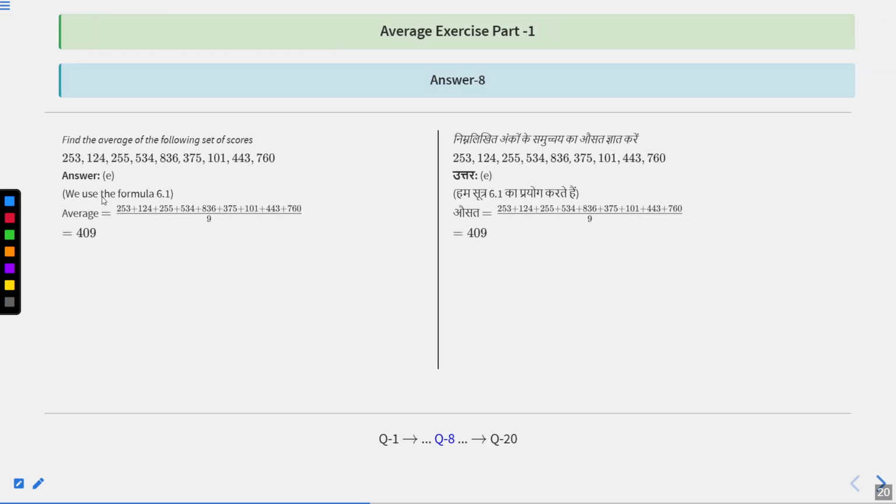Now the formula of average is the sum of the terms upon the number of terms. So when we add and divide, count the number of terms: 1, 2, 3, 4, 5, 6, 7, 8 and 9. There are 9 terms. So first we add all these 9 terms and divide by 9. So we get the average, which is 409. So E is the correct answer. Next one.